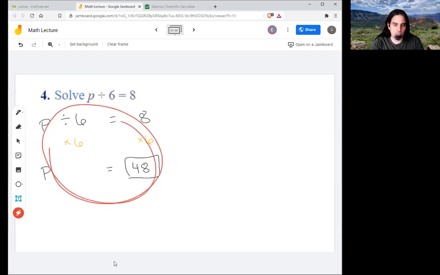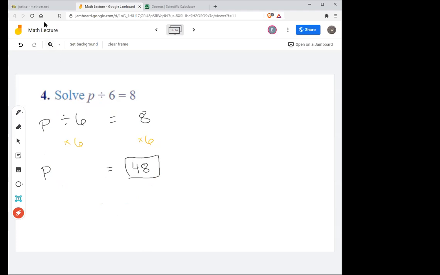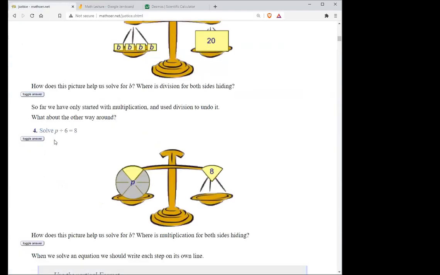Questions about writing it out on the algebra side? No, I'm good. Okay, let's see if we can make the picture make sense.